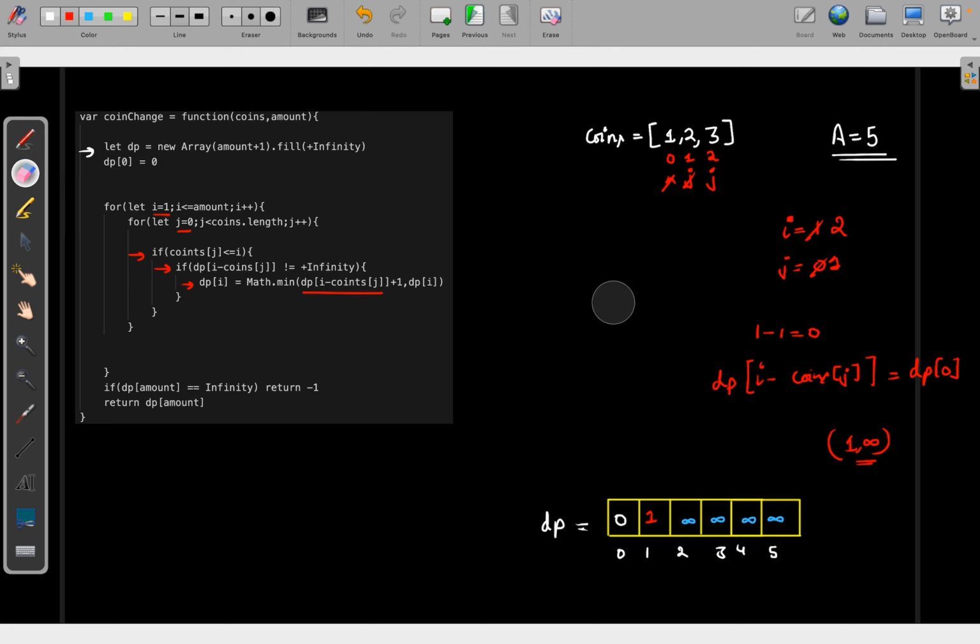And now again I will start all my iterations, right? So j will again start from 0, right? I will take this one and I will check is coins of j less than or equal to i. So coins of j, 1, is it less than or equal to i, that is 2?